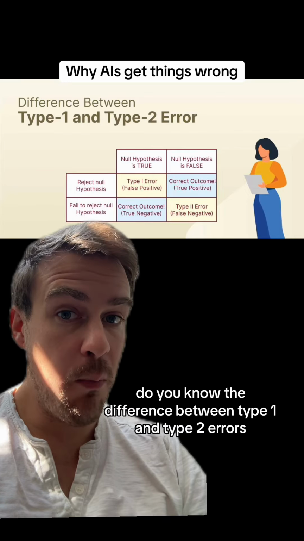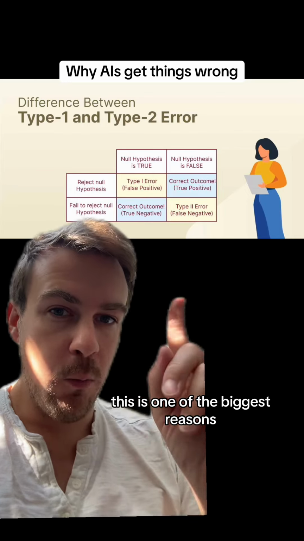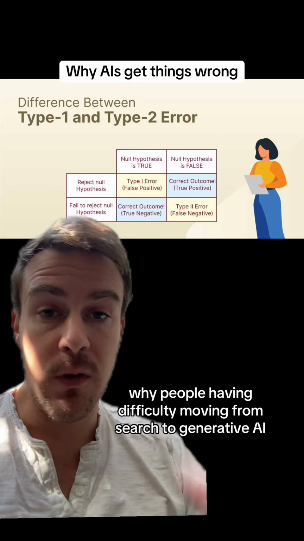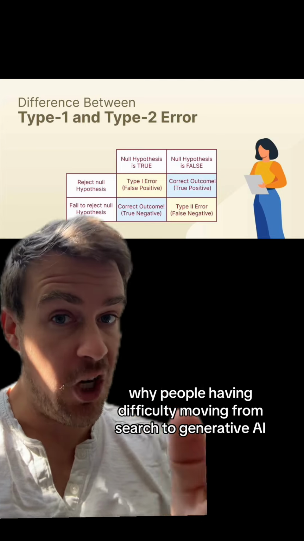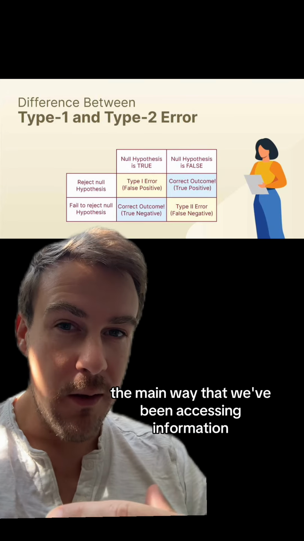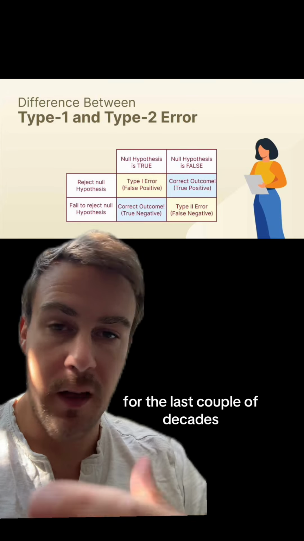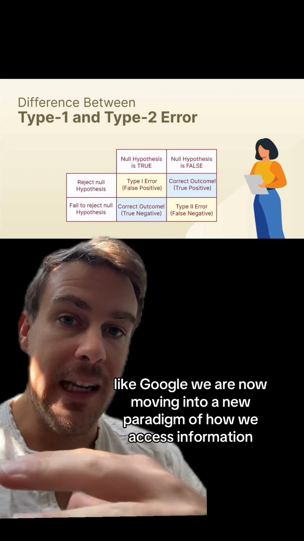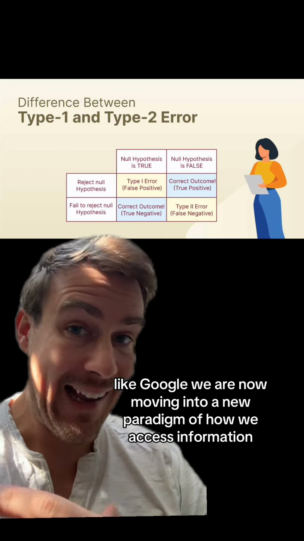Do you know the difference between type 1 and type 2 errors? This is one of the biggest reasons why people are having difficulty moving from search to generative AI. The main way that we've been accessing information for the last couple of decades has been using search, so mainly things like Google. We are now moving into a new paradigm of how we access information.